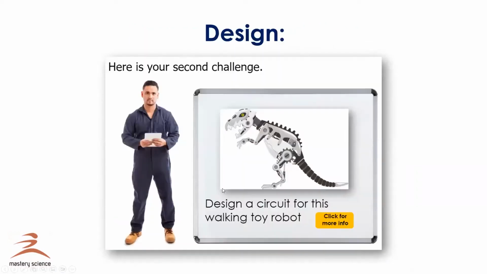The next D is design. In this, students are using science to solve a problem or a challenge. In this example, which is from resistance, students are asked to design a circuit for a toy robot that walks along, and to figure out how to give the robot different speeds, they need to understand how we can vary current, and that leads into resistance.